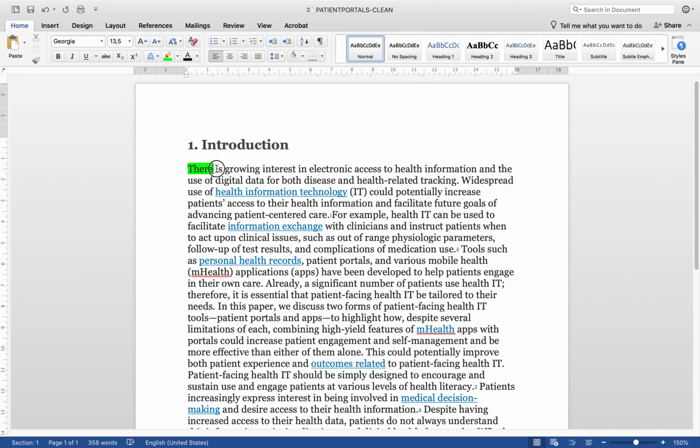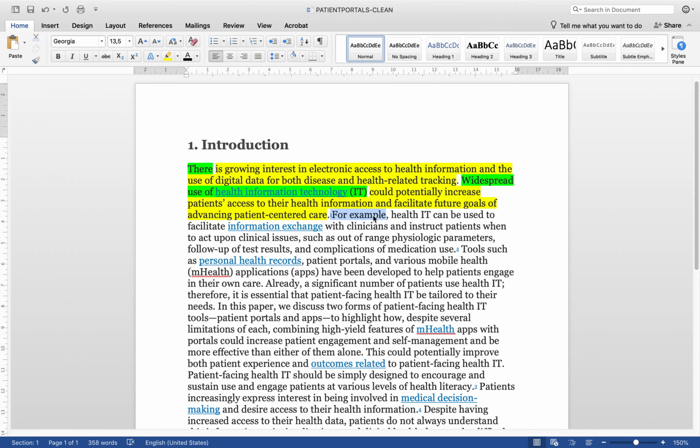So there is growing interest in electronic access to health information and the use of digital data for both disease and health tracking. There. That's your first focus. Widespread use of health information technology, there, that's your first topic, could potentially increase patients' access to their health information and facilitate future goals of advancing patient-centered care. There. This is, by the way, I forgot to tell you that, a text about research on how patient portals and health apps actually may or may not contribute to people feeling more empowered and being more engaged and being more compliant with therapy.